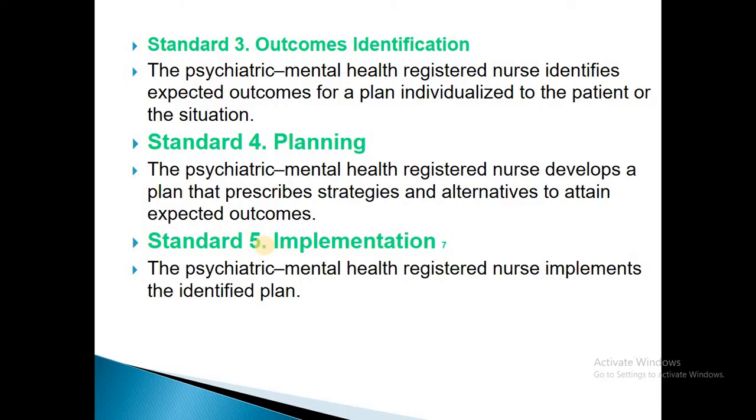The psychiatric mental health registered nurse identifies expected outcomes for a plan individualized to the patient or the situation. Standard 4, planning, should be both planning for the mentioned problem of the patients or the need to serve the care for the patients. The psychiatric mental health registered nurse develops a plan that prescribes strategies and alternatives to attain the expected outcome. Standard 5, implementation. The psychiatric mental health registered nurse implements the identified plan.